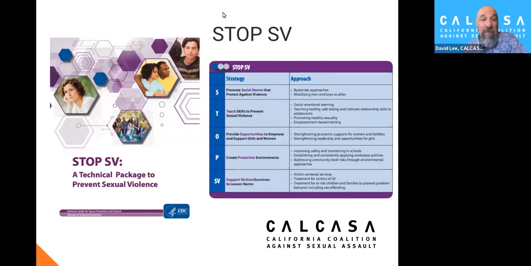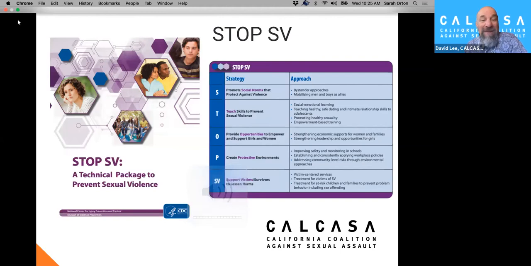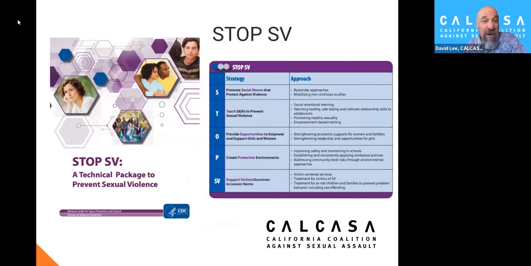And they talk about promoting social norms that protect against sexual violence, teaching skills to prevent sexual violence. The ones in particular for RPE, so the social norms, I think, is an important part of RPE. Also providing opportunities to empower girls and women is an important part of RPE, along with creating protective environments. The last one they list is support victims and survivors to lessen harms. That's not part of RPE, but is such an important part of the work that we do at rape crisis centers in California. So I think it's a really useful tool.